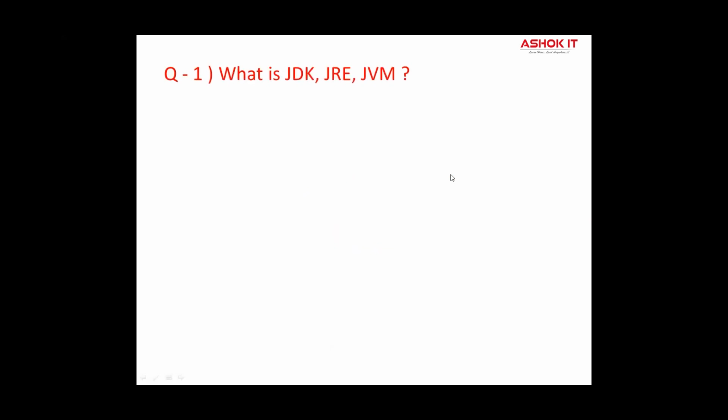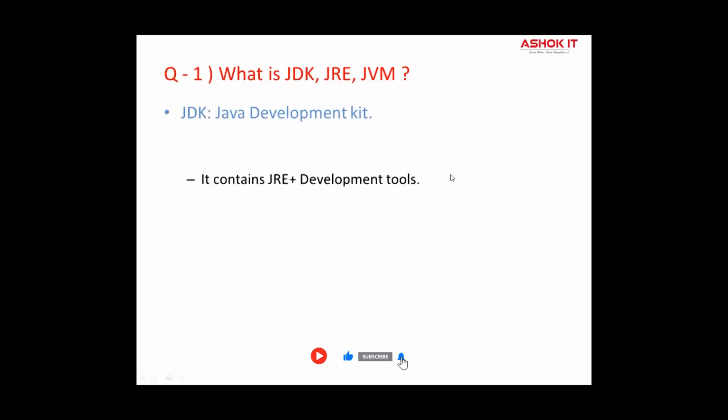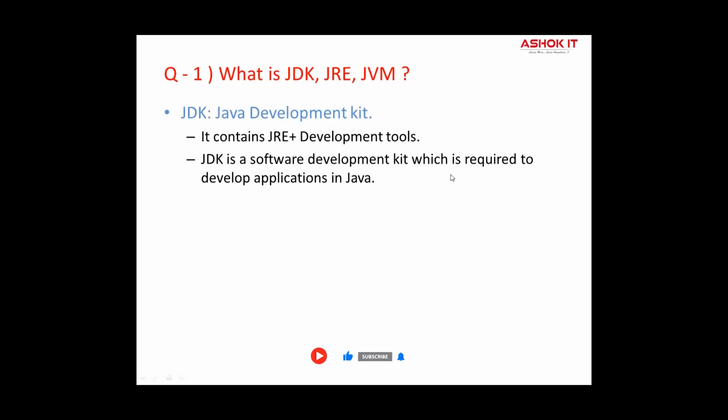So let's start. Question number 1, what is JDK, JRE and JVM? JDK is what? Java Development Kit. It contains JRE plus some development tools. JDK is used to develop an application. It contains different tools which are required to develop the Java application.